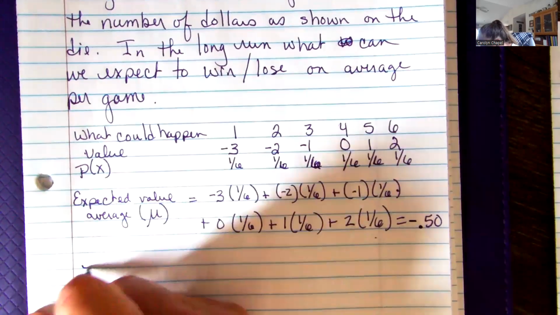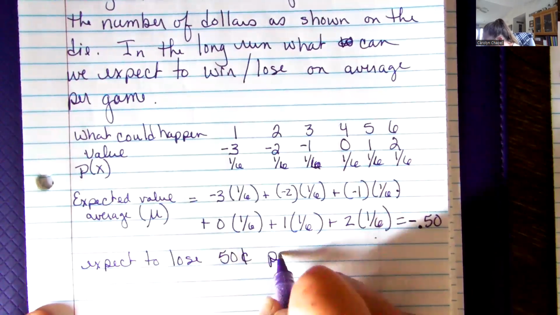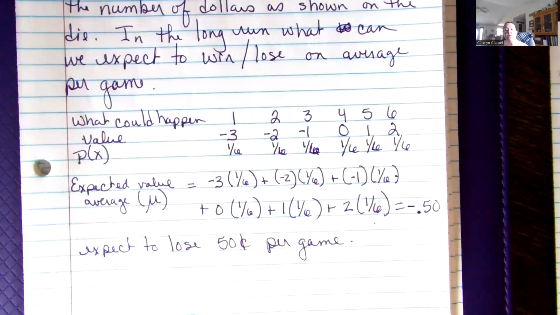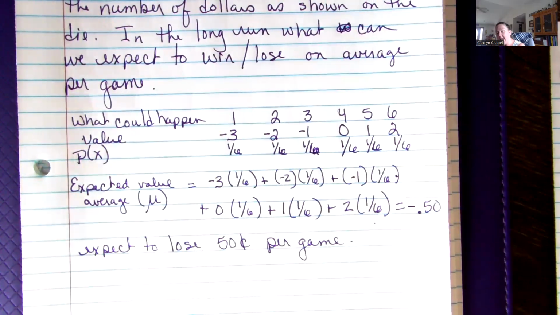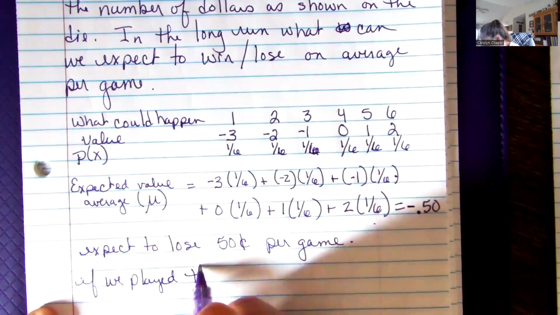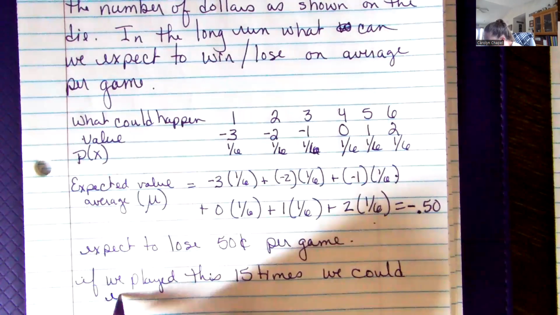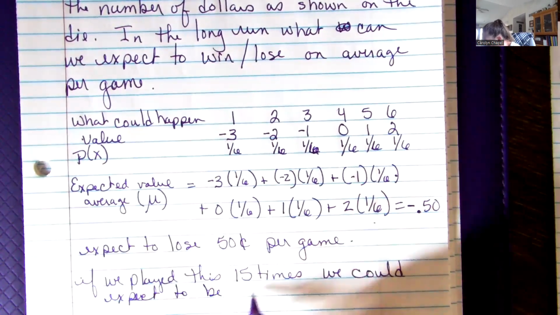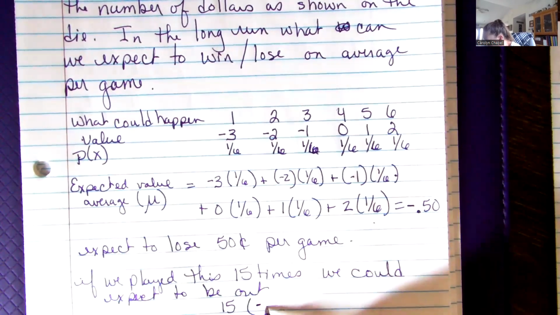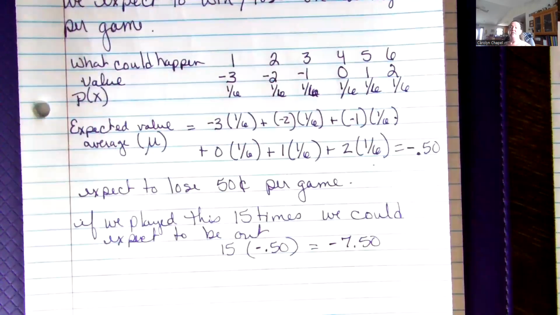We can expect to lose roughly 50 cents per game. So every time we roll our die, in the long run, we would lose on average 50 cents per game. So if we played 15 games, we would expect to be down $7.50. If we played this 15 times, we could expect to be out 15 times the negative 0.5, which is going to be negative 7.50. So we'd be down about $7.50.